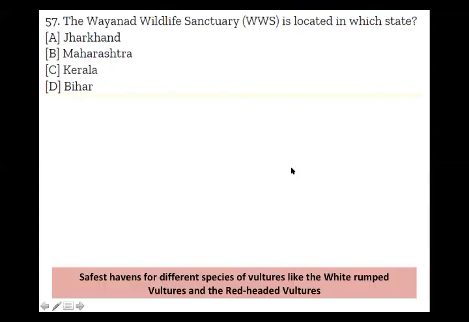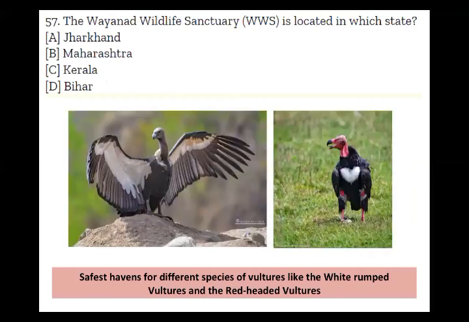Next, the Wayanad Wildlife Sanctuary is located in which state? Jharkhand, Maharashtra, Kerala, Bihar. We know this very well. It belongs to Kerala. But what are the notable species found in this wildlife sanctuary? This place is a safe haven for some vulture species. Several species are found, but very notably a few of them are the white-rumped vultures and red-headed vultures. These scavengers are found in this region, Wayanad Wildlife Sanctuary.